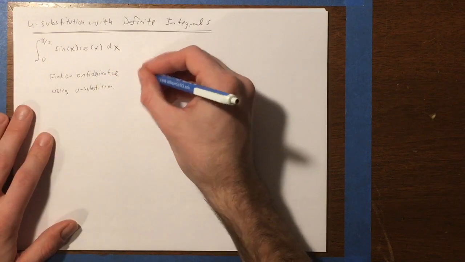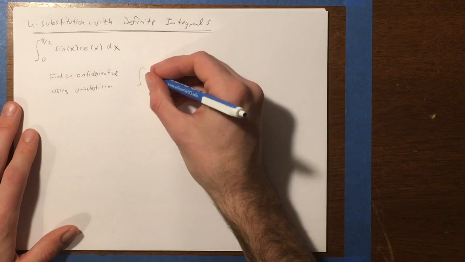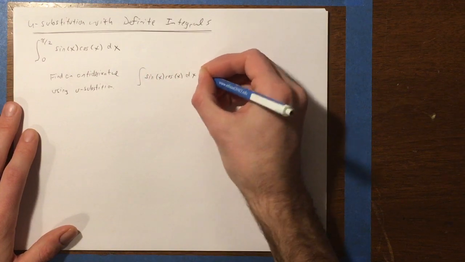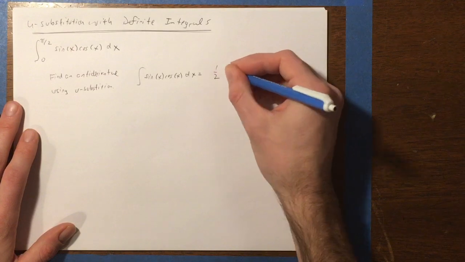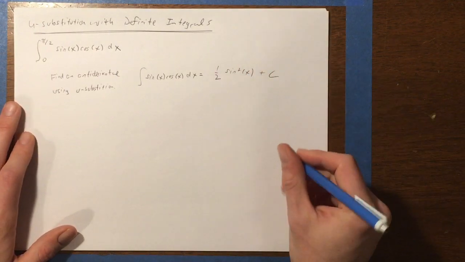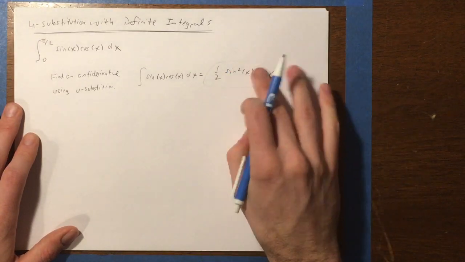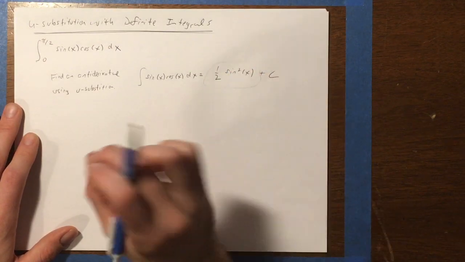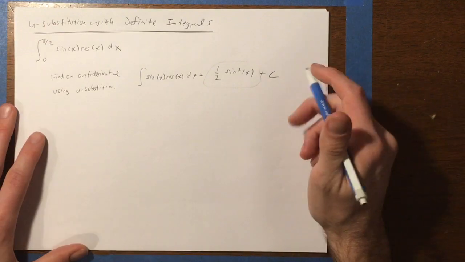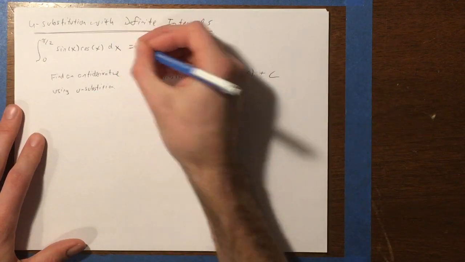We already showed in the previous video that the indefinite integral of sine x times cosine x is, and I'm going to use the first of the two versions that we did, 1/2 sine squared plus c. So I'm going to take the 1/2 sine squared. I don't need the plus c because all I need is an antiderivative. I don't need the general antiderivative to apply the fundamental theorem of calculus. I just need one of them.